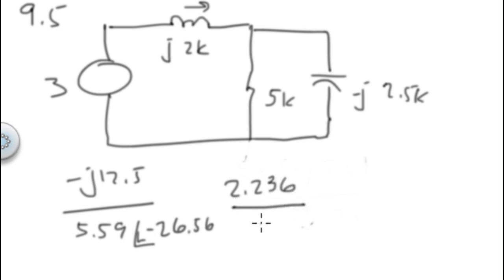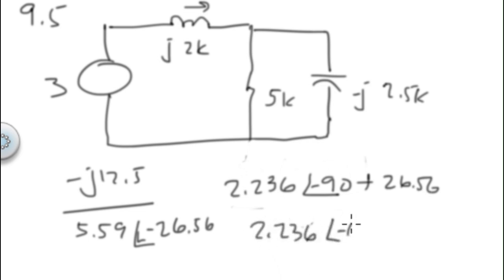It's at angle minus 90, which is the minus J, plus 26.56. So it is 90 with a minus sign on it, plus 26.56 degrees, or minus 63.44. So it's 2.236 at minus 63.44 degrees, and that is in K ohms. Now that's my impedance of these two.